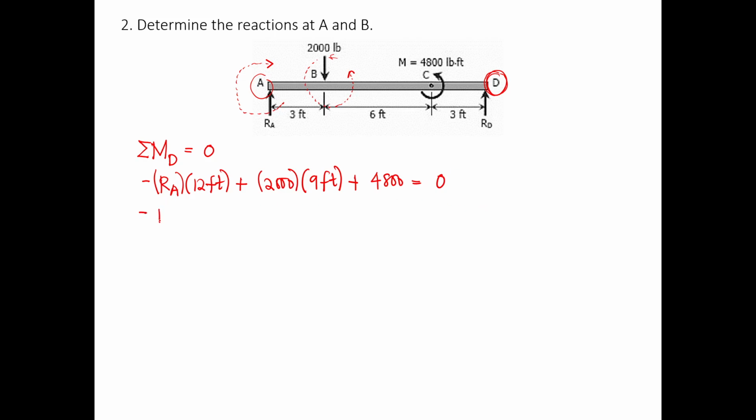Okay, so this will be negative 12 RA plus 1,800 plus 4,800 equals 0. So by this time, you can now solve the reaction at A, so the reaction at A is 1,900 pounds.